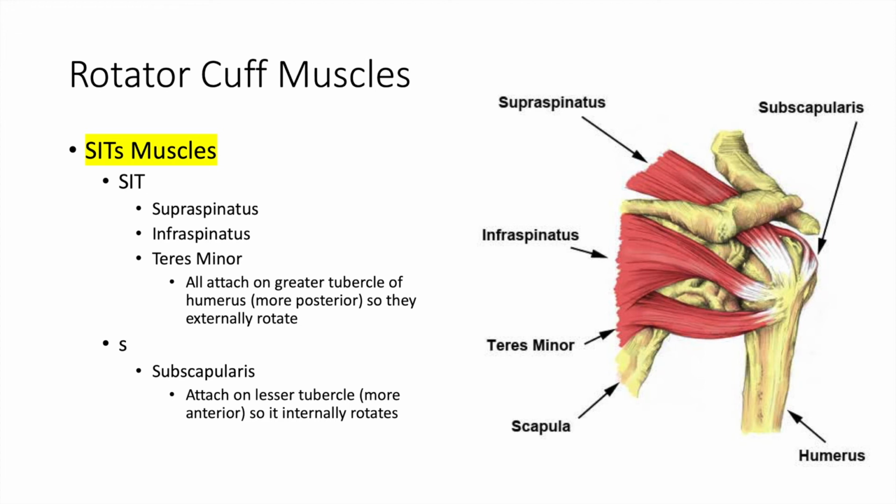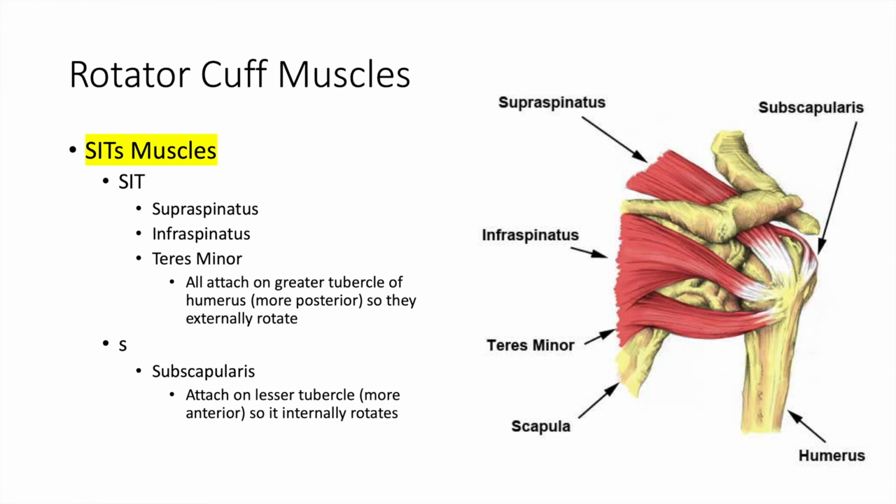Rotator cuff muscles are super, super important, so make sure you know these. The other name for them is the SITS muscles. So supraspinatus, infraspinatus, teres minor, and subscapularis are the SITS muscles. SIT, supraspinatus, infraspinatus, and teres minor, are all attaching on the back to the greater tubercle of the humerus. So they're coming from the back, they're attaching more posterior, so they're going to externally rotate my arm.